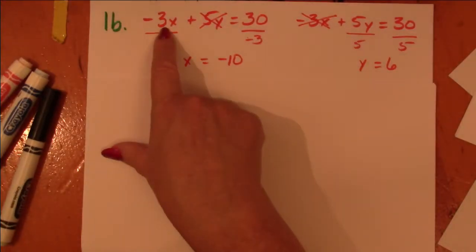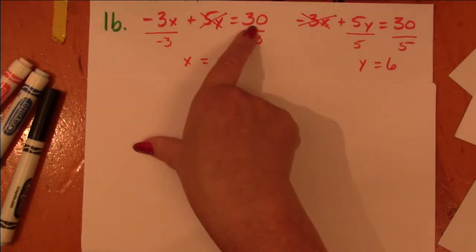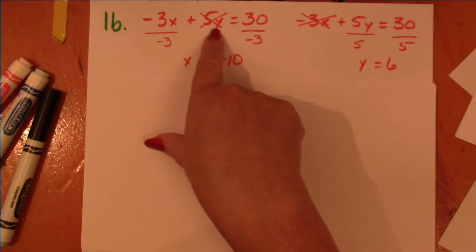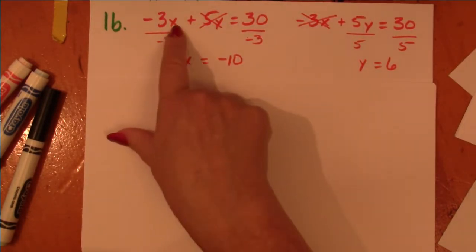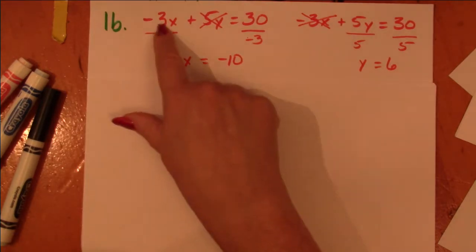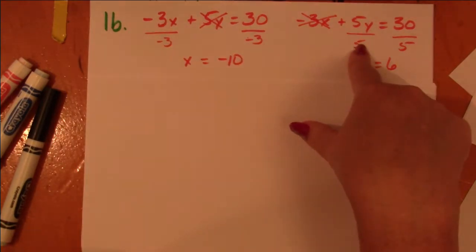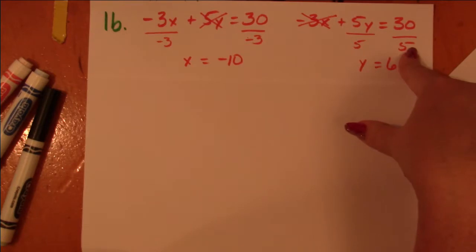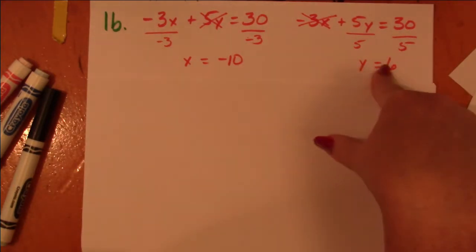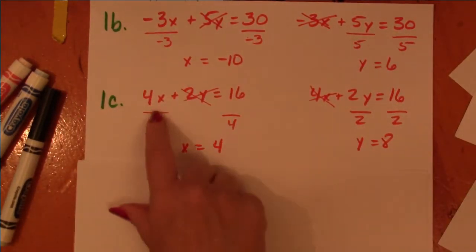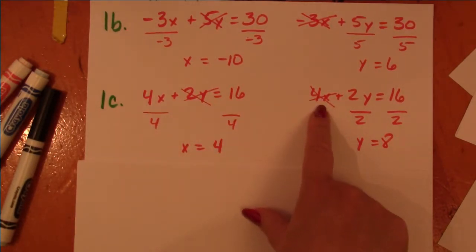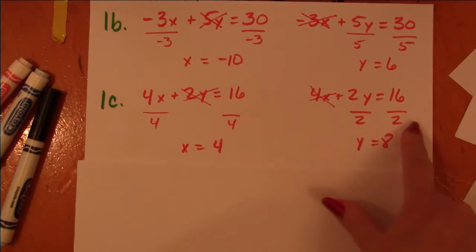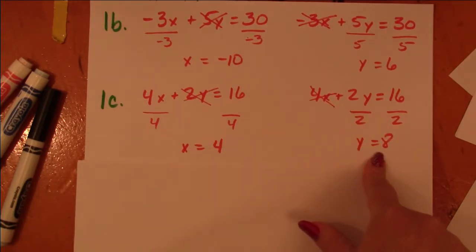With 1b, you have -3x plus 5y equals 30, and we're going to pretend that y is 0 here and x is 0 here, which leaves us dividing both sides of the equation by the coefficient of our variable, and x is -10 and y is 6. Next, we have 4x plus 2y equals 6. This one is 0 here, this one is 0 here, dividing by our coefficients. x is 4 and y is 8.